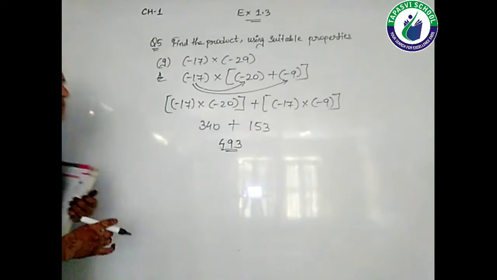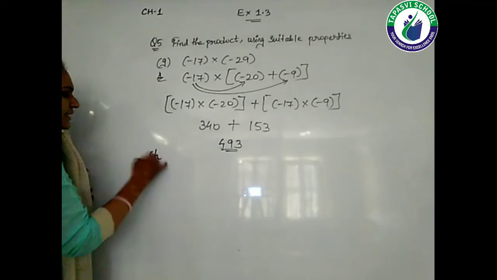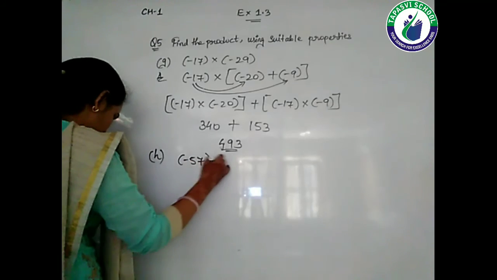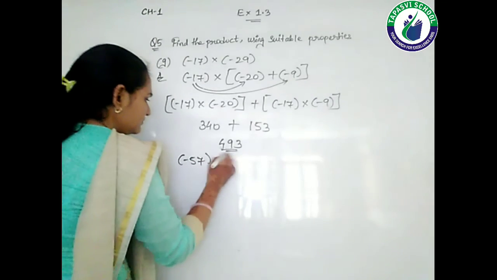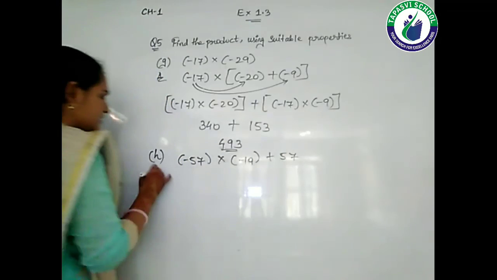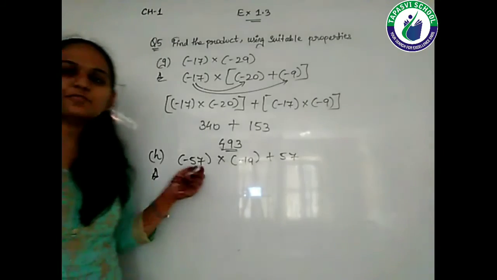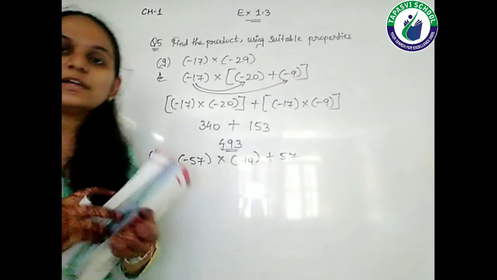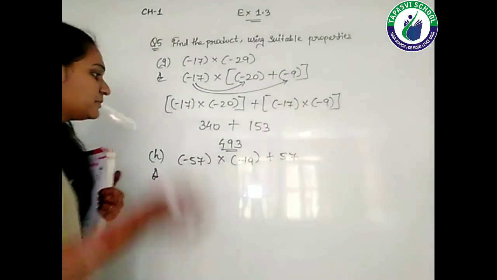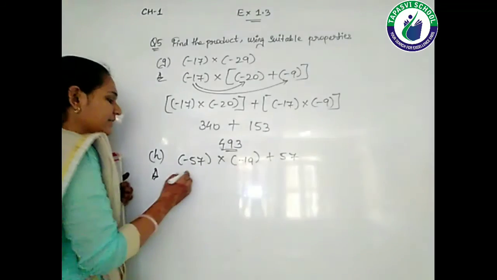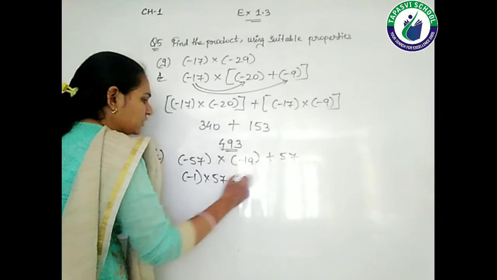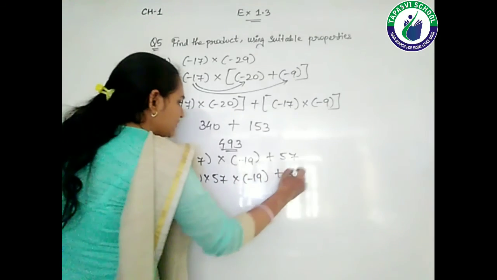It's 493, students. Now let's see the last question of it, that is minus 57 multiplied by minus 19 plus 57. See students, here also the 57 is a negative integer. So can we make it a positive? Yes, we can make it a positive. We have seen it in the previous questions. So I can write minus 57 as minus 1 into 57 into minus 19 plus 57.